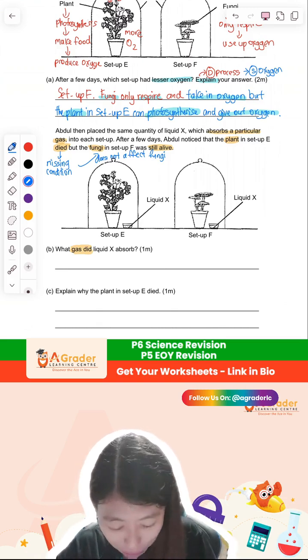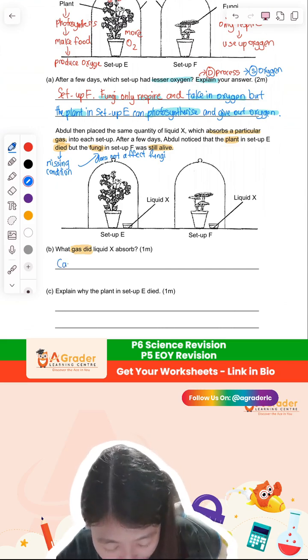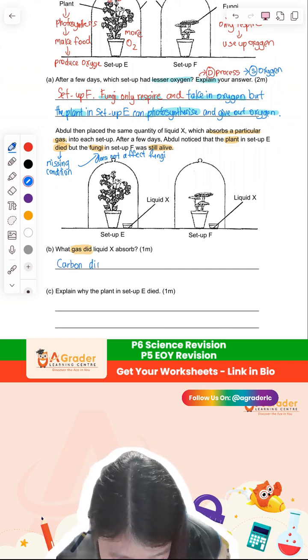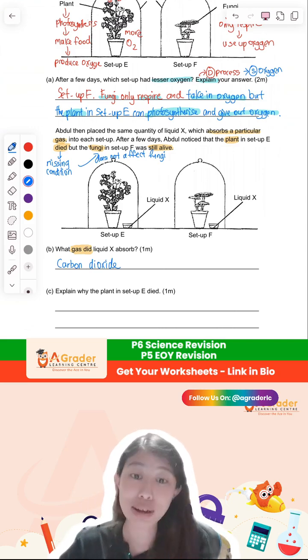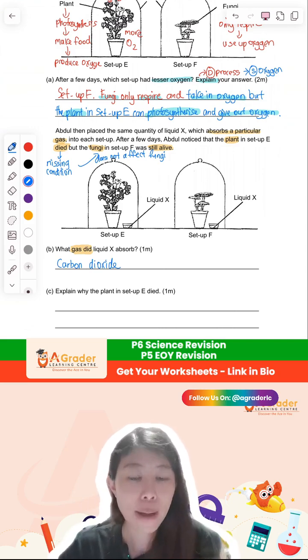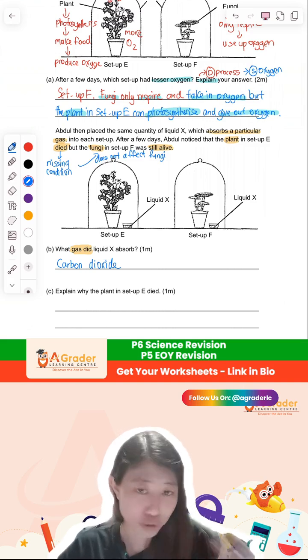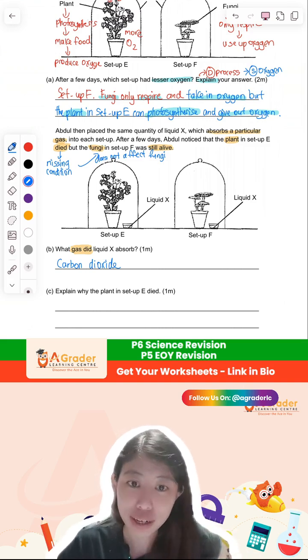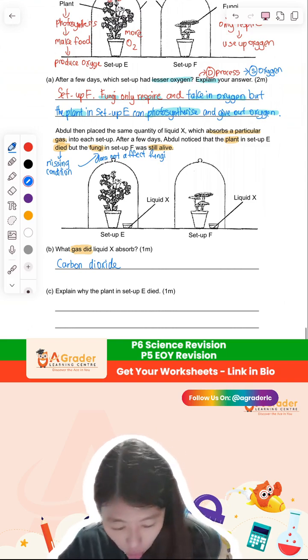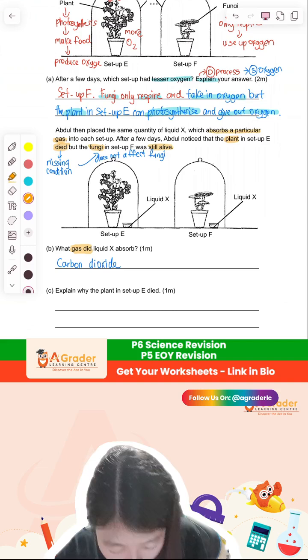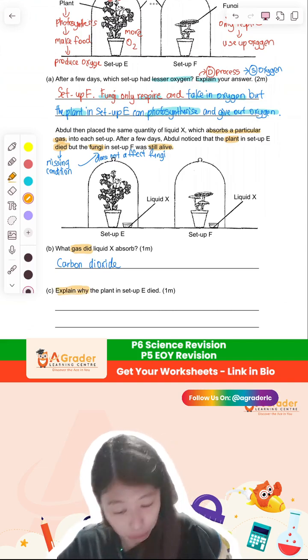Let's complete the answers for B and C, okay? So the gas is actually carbon dioxide. When there's no carbon dioxide, the plant will die. But when there's no carbon dioxide for the fungi, it will not affect the fungi in any way. The fungi can still survive. Very good. So what about C? In C, we have to explain why, which a lot of you have explained to me.